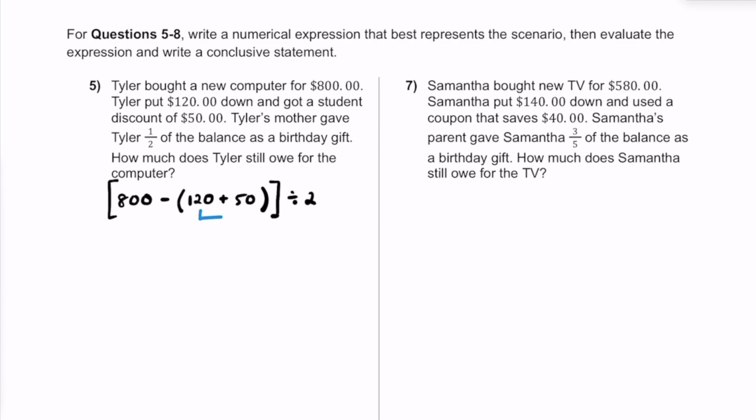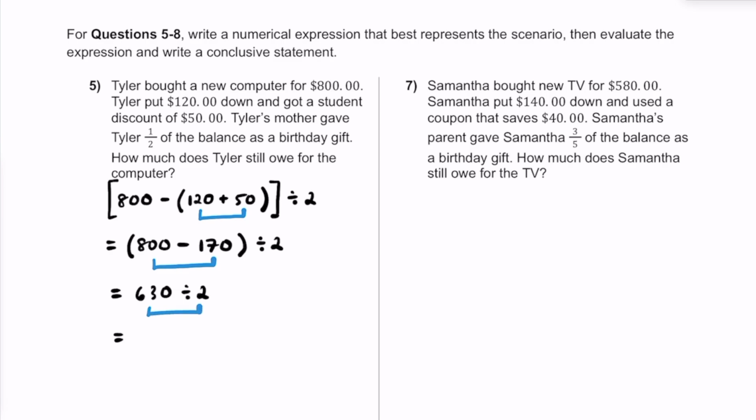If we evaluate this, let's see how much he's already paid. I'm going to turn this into parentheses here. So it'd be 800 minus 170, which is what he's already paid: the discount and whatever he paid initially. Now let's see how much money is left after he's paid that 170. Well, 800 minus 170 is going to be $630 left, but then his mom's going to pay for half of that. So if you take that 630 and cut it in half, how much does Tyler still owe? Well, half of 630 is going to be 315.